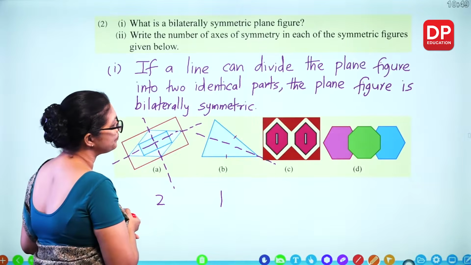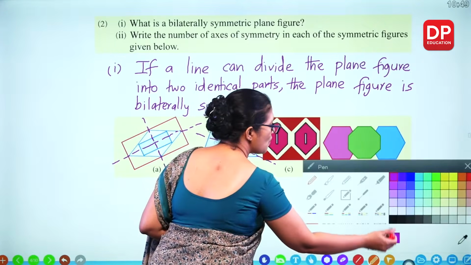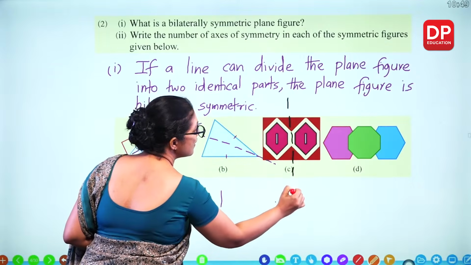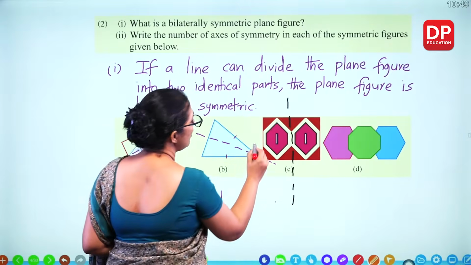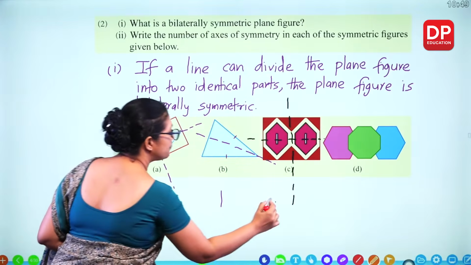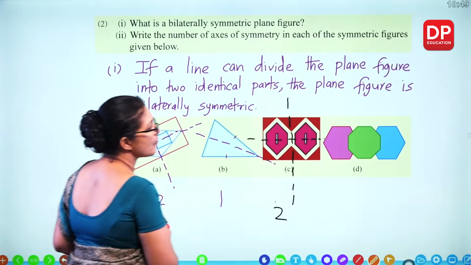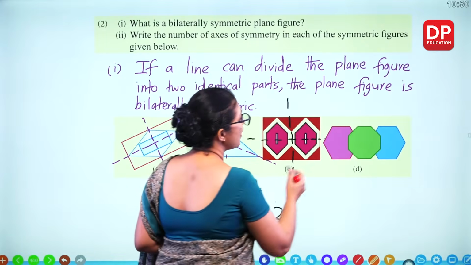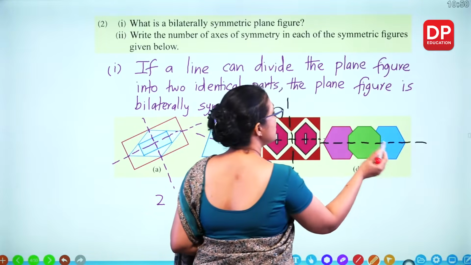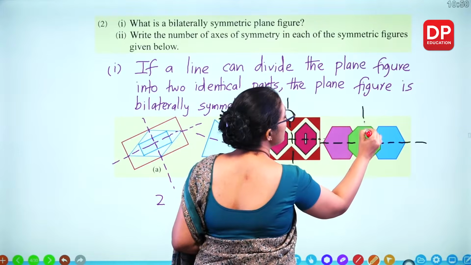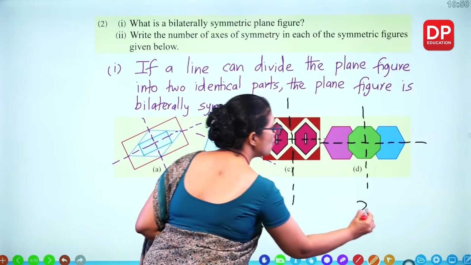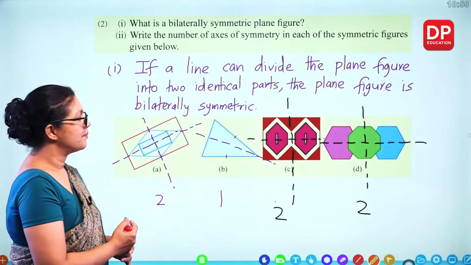What about this one? This one, you can draw a line here and also here. So two. This one, you can draw a line this way, and these two are the same, so you can divide here as well. So two axes of symmetry.